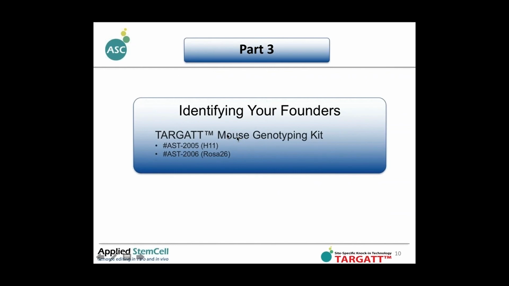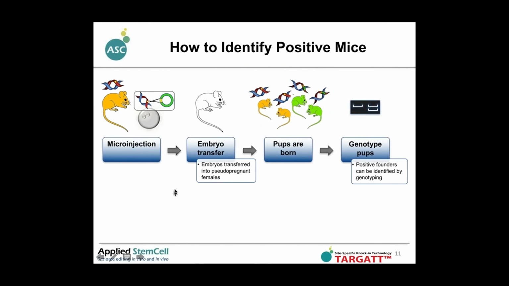And the last part is to identify founders. We have genotyping kits, which will allow identification of founders either at the H11 locus or at the ROSA 26 locus. Basically, microinjection is performed, and then embryos are transferred into pseudopregnant females, and pups are born. Then these pups are genotyped using a PCR strategy.